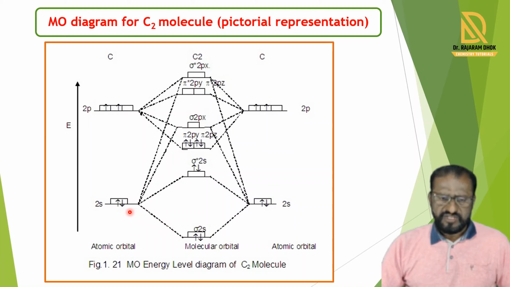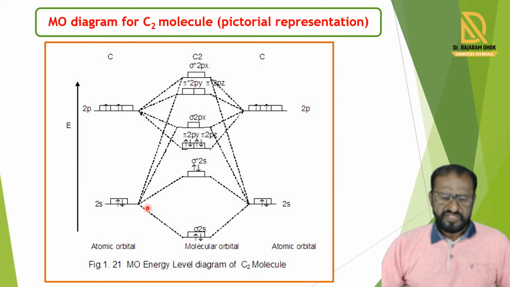Here, 2s atomic orbital of first carbon atom and 2s atomic orbital of second carbon atom, when their wave functions are same, then there is formation of bonding molecular orbital. So this bonding molecular orbital is lower in energy than the original atomic orbital energy.